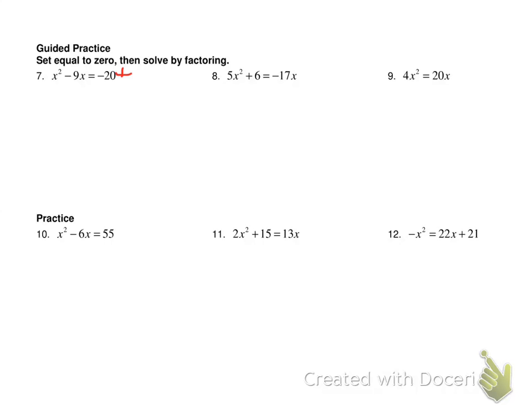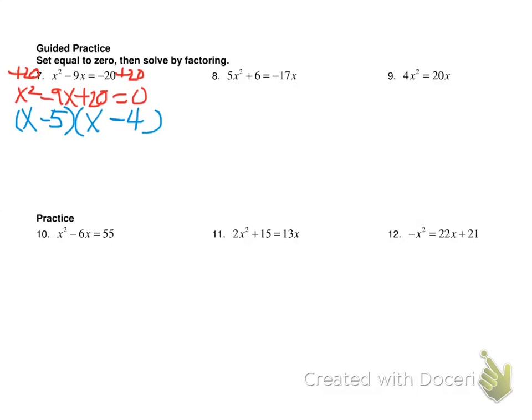Okay. I'm going to want to move my negative 20 over to the other side, so I do that by adding 20 to both sides. So if I add 20 to both sides, that gives me x squared minus 9x plus 20 is equal to 0. Now I can factor. When I factor that out, I get x minus 5 and x minus 4. Set both of those equal to 0. x minus 5 is equal to 0. x equals 5. x minus 4 is equal to 0. x is equal to 4. Okay? It's truly that simple.